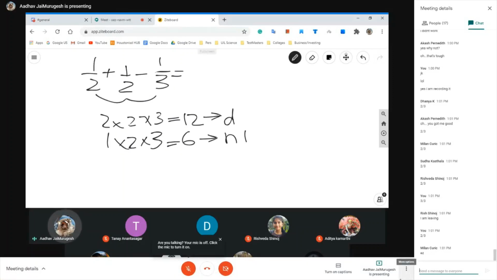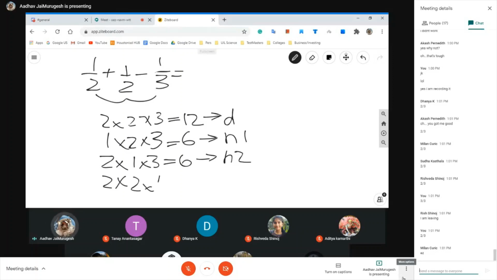And step 3 is going to be multiplying 2 times 1 times 3, which is going to give us an answer of 6, which is going to be numerator 2. And the last step is going to be multiplying 2 times 2 times 1, which is going to give us an answer of 4, which is going to be numerator number 3. So now how you do this is basically just take the denominator over here, and it's just going to equal the same.